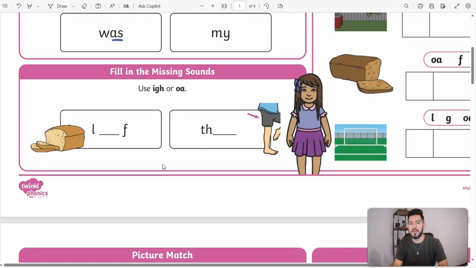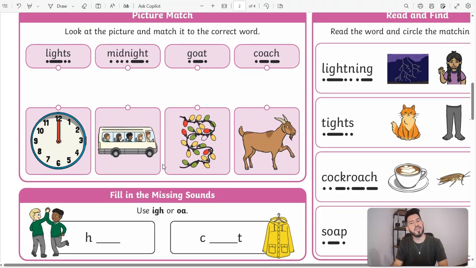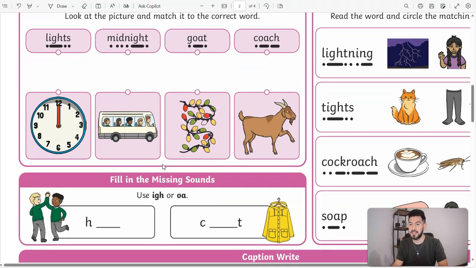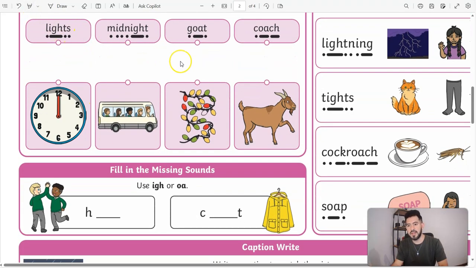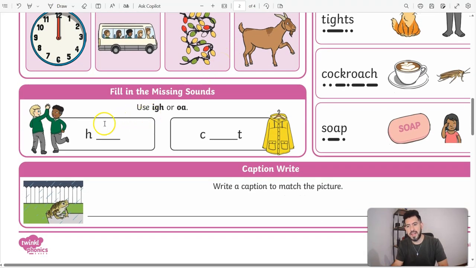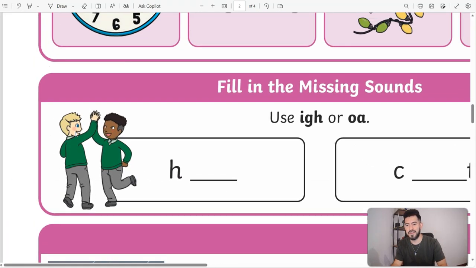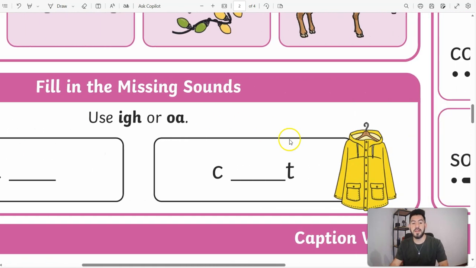Good. The last page again will have a matching activity. Read and match. Filling the missing sounds, we have a what? High five. Here, look. The boys, high five. When you do this, okay? High. And then this item of clothing is a coat.